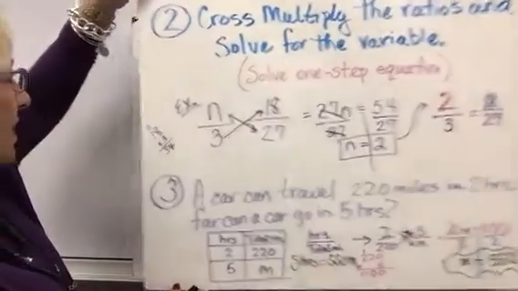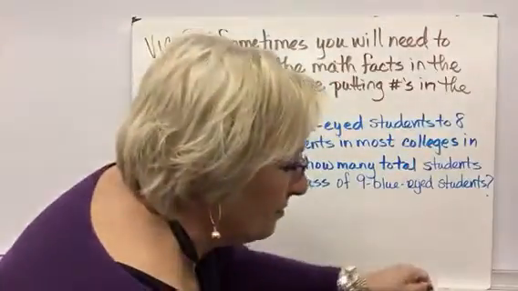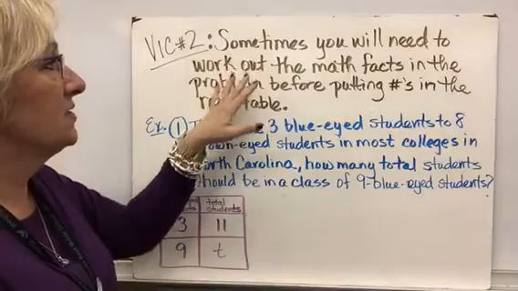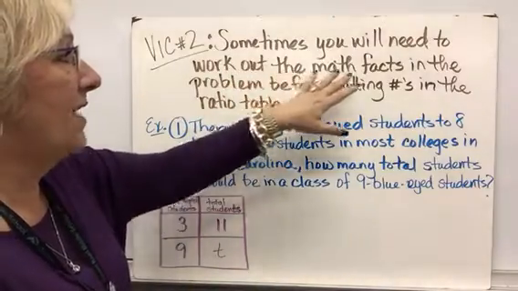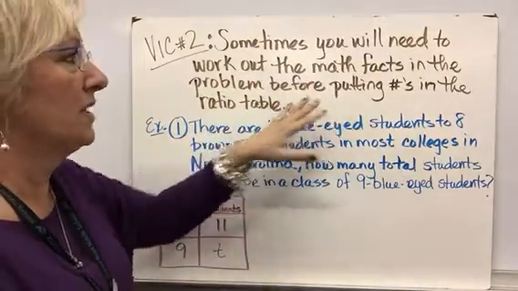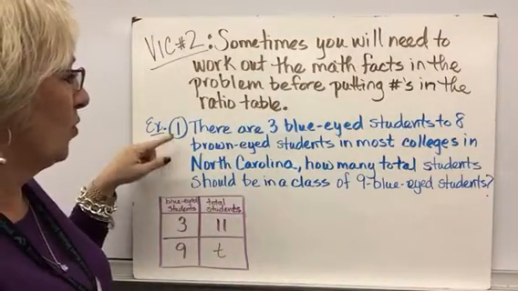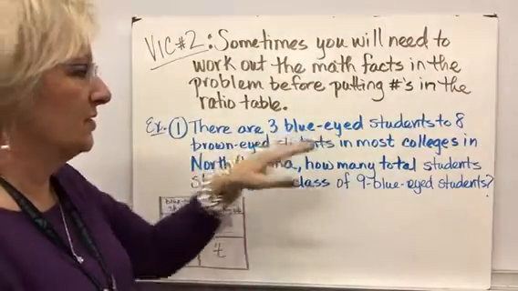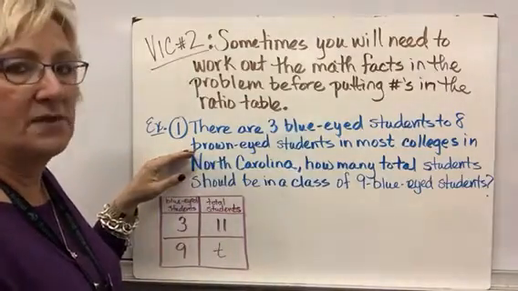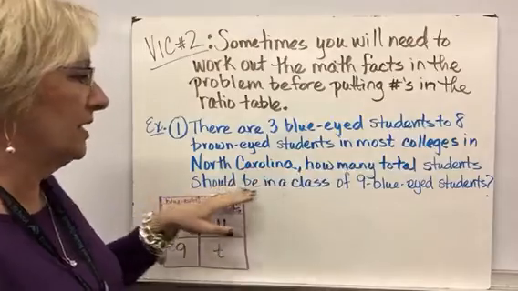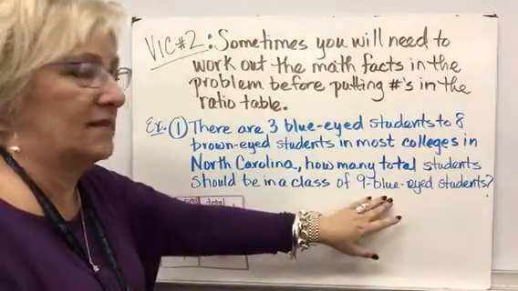We have several ways that we can work the table. Very important concept number 2. Sometimes you will need to work out the math facts in the problem before putting the numbers in the ratio table. For example, number 1: there are 3 blue-eyed students to 8 brown-eyed students in most colleges in North Carolina. How many total students should be in a class of 9 blue-eyed students?